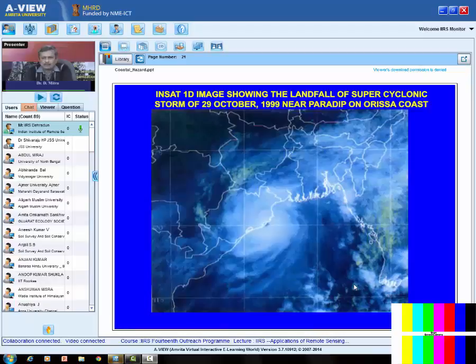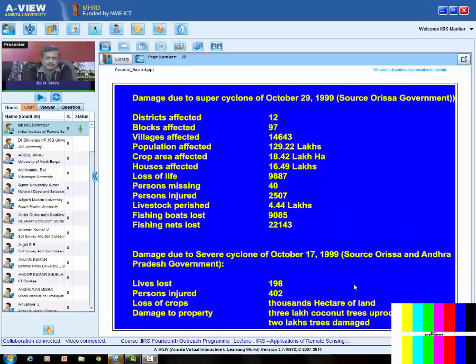This is also one of the INSAT 1D images showing the landfall. Here the eye is just touching the land and water boundary. So this is the landfall image on 29th October 1999 near Paradip. The landfall was near Paradip, so maximum devastation happened in those regions.